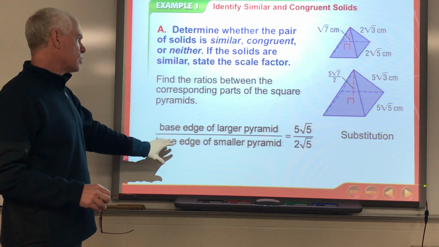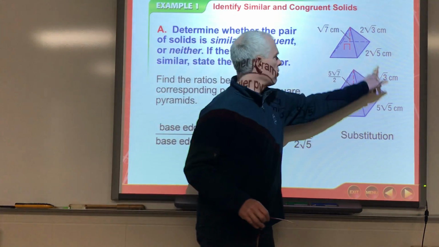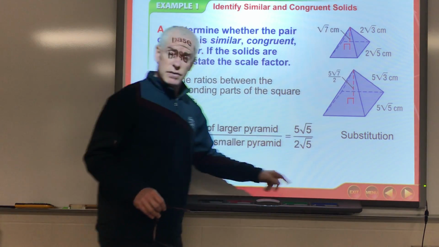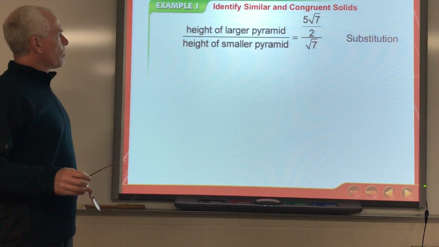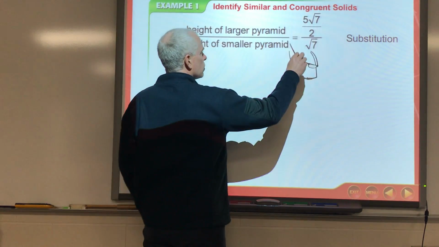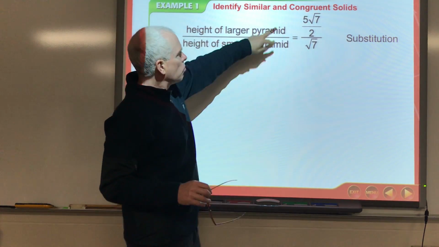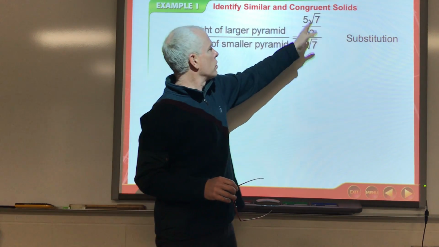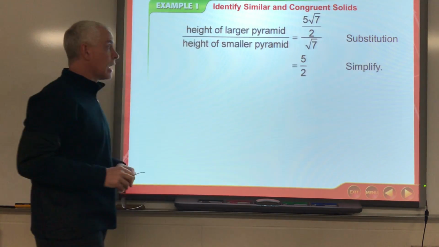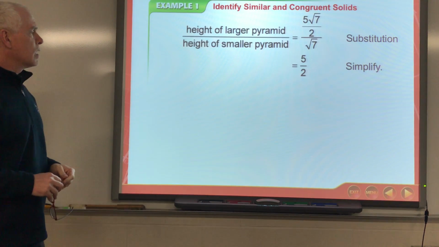So base edge over base edge: 5 square roots of 5 over 2 square roots of 5. The square roots of 5 cancel, you get 5 halves. Okay? What about the heights? 5 square root of 7 over 2, over the square root of 7. Instead of dividing by the square root of 7, you can multiply by the reciprocal, 1 over the square root of 7, and then your square roots of 7 will cancel. So you do get the same thing, 5 halves.